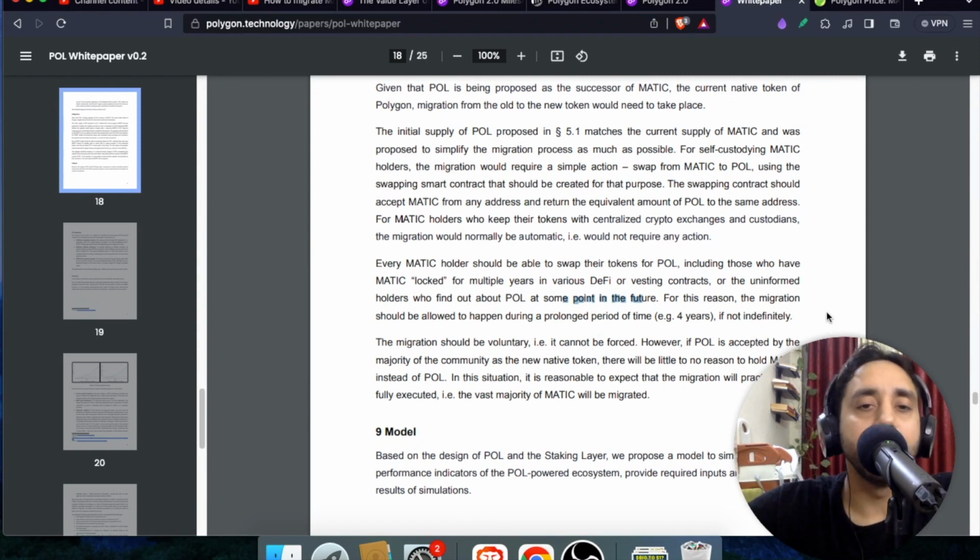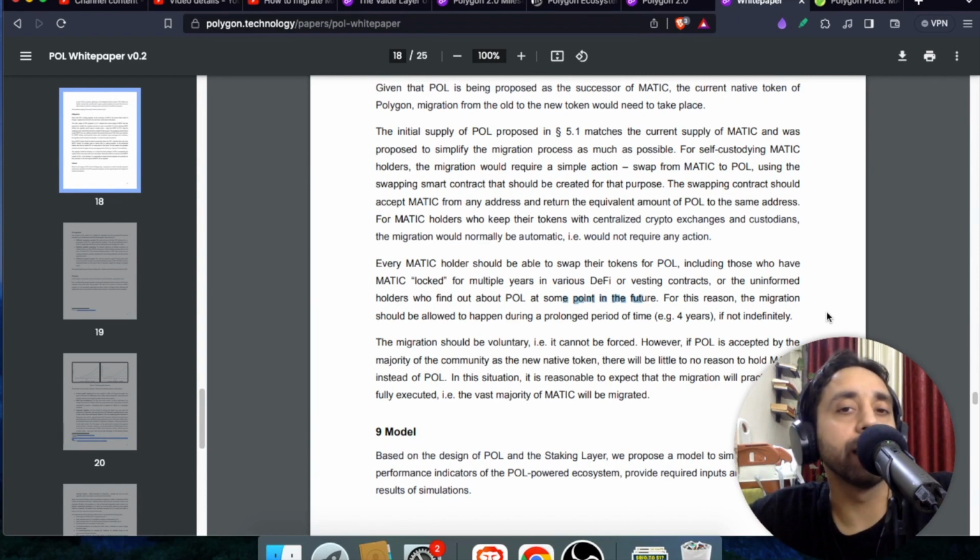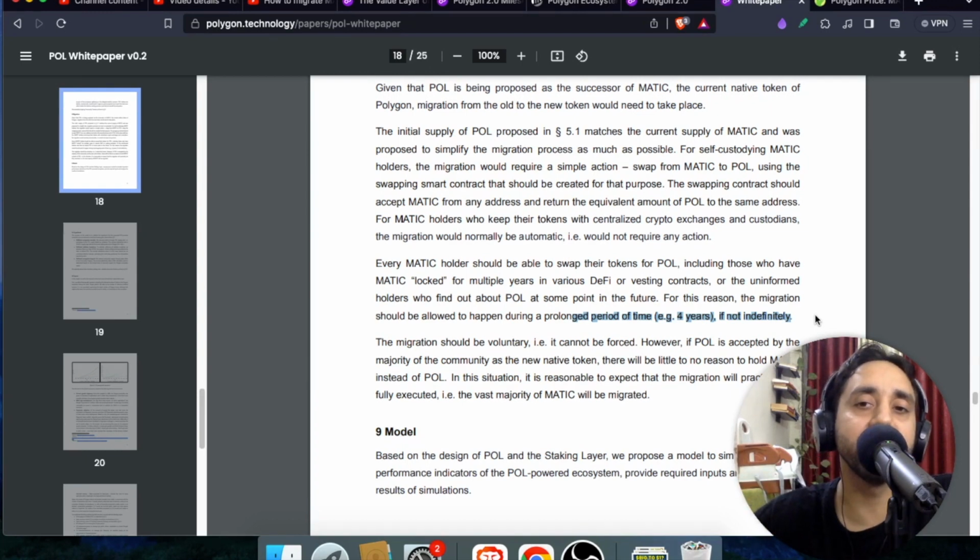For this reason, the migration should be allowed to happen during a prolonged period of time. So even if you miss migrating your token this year, or you hear the news 1 year after, 2 years after, there is still time, because they are allowing a total of 4 years. This is a very long period, 4 years, if not indefinitely. So it's a slow process. Even if you have left the crypto industry and you come back, you can still switch your token from MATIC to POL. There is no hurry. That's why I tell you, do not panic. It has a 4 year period, so you can take your time and convert your MATIC to POL.